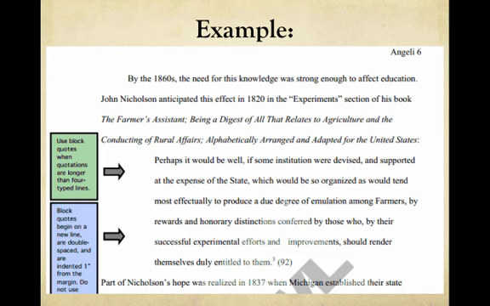So let me show you an example of what that would look like. Here you have the text of what the person is actually writing. By the 1860s, the need for this knowledge was strong enough to affect education, blah, blah, blah. And then you have the signal phrase, which is The Farmer's Assistant, Being a Digest of All That Relates to Agriculture and the Conducting of Rural Affairs, Alphabetically Arranged and Adapted for the United States, colon. This is a long direct quote because it is more than 4 lines when it's typed out. So you can see it's indented from the left-hand margin, and you can see that the internal citation, which is just the page number, is after the period there, entitled to them, period, 92. And you can see it's all double spaced with no extra spacing.